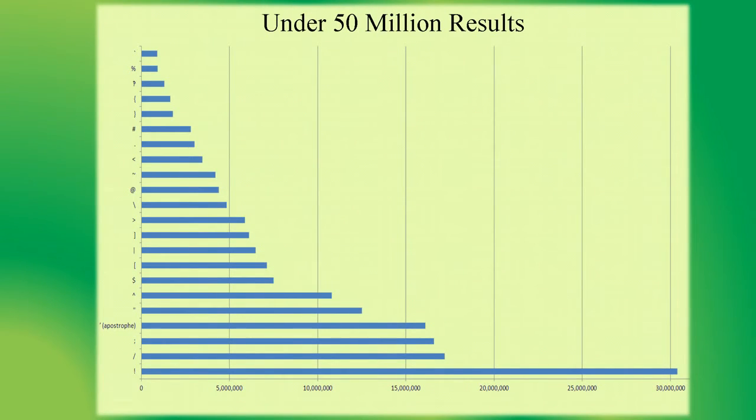Looking at the results for characters with under 50 million Google search results, what other symbols do you think should be included on a standard keyboard? How about the degrees symbol? It is more popular than the percentage sign, but still not as common online as the interrobang, returning just 954 million results.